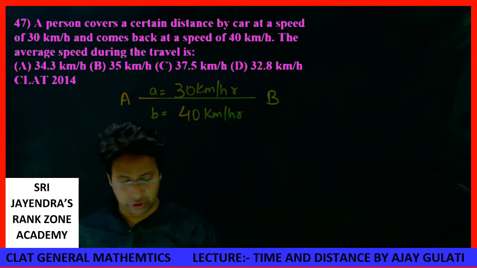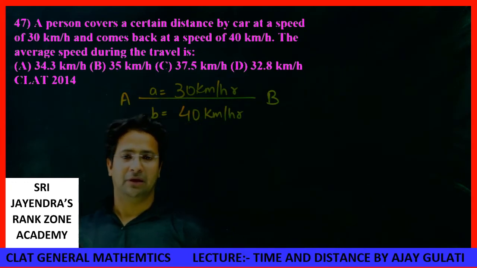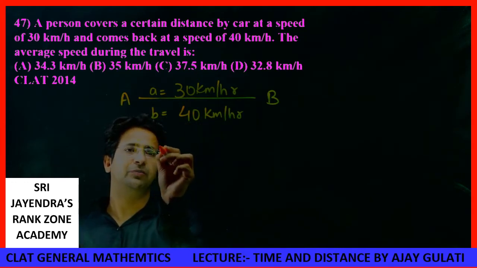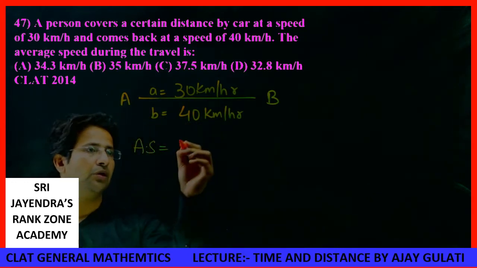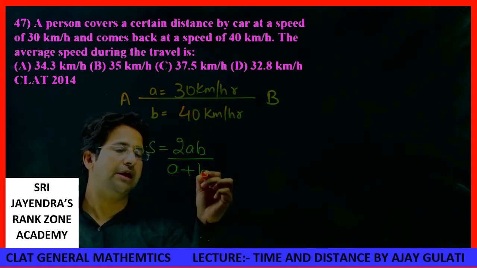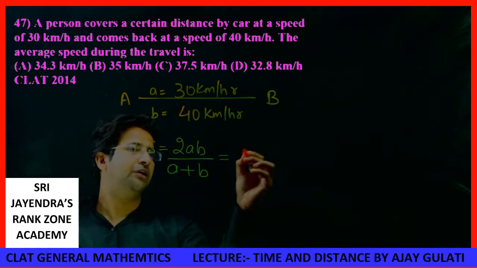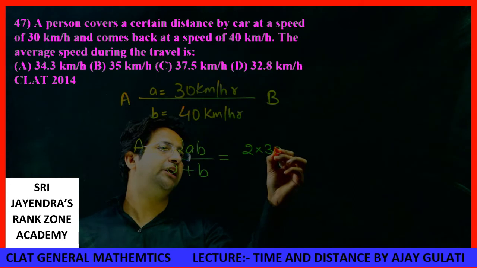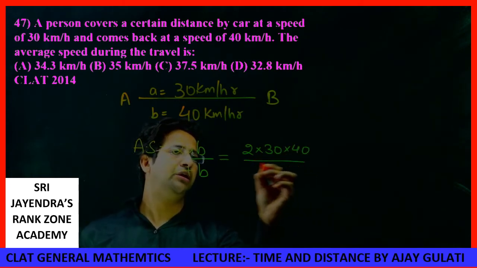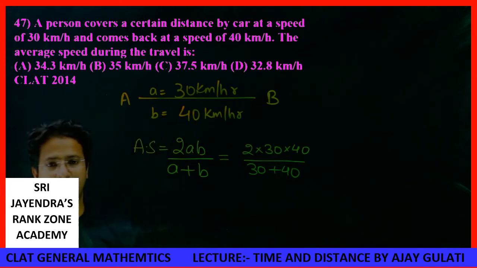Let's say this is A, this is B. I have already told you the formula for such a thing. What is the formula for average speed? Average speed is equal to 2AB upon A plus B. So I can say 2 into 30 into 40 upon 30 plus 40. This is the formula for the average speed. I hope this is clear to everyone.